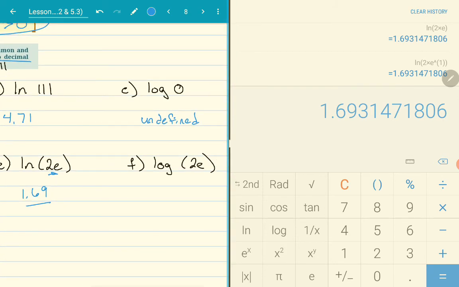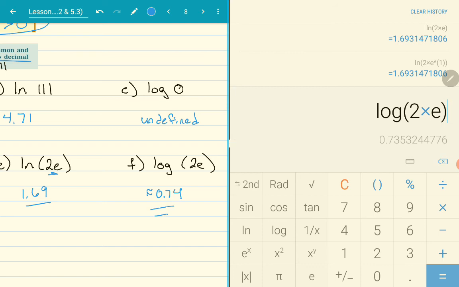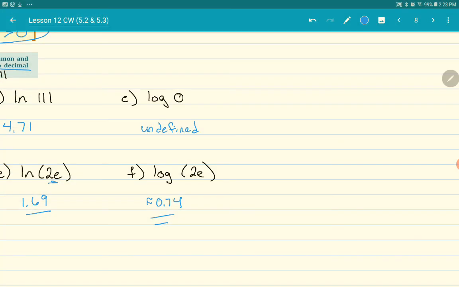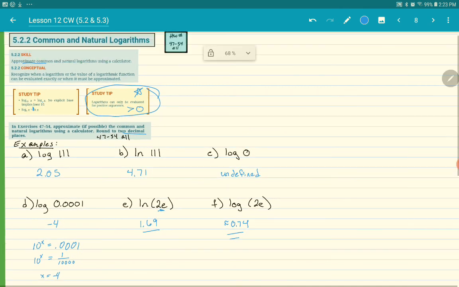All right, let's try the common log. That's base 10 of 2e, and I get approximately 0.74, rounding to 2 decimal places. And that is using my calculator to evaluate approximated values for common log and natural log.